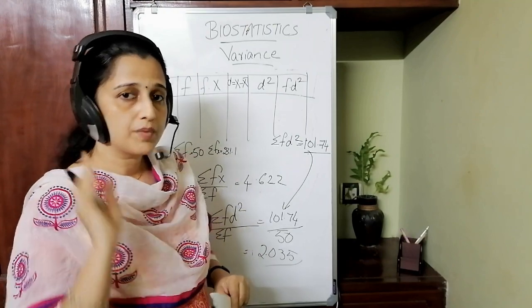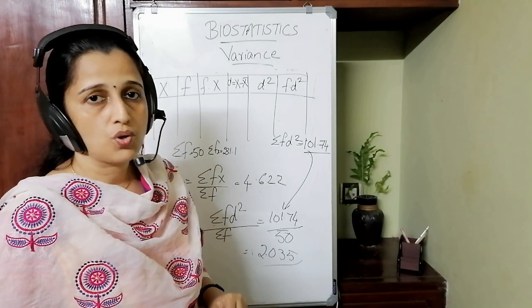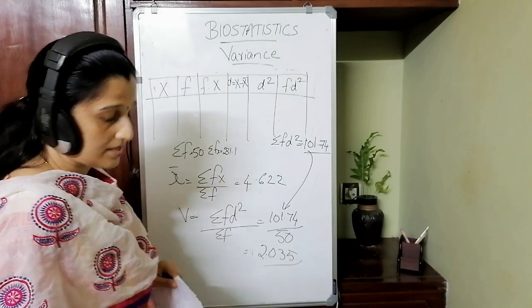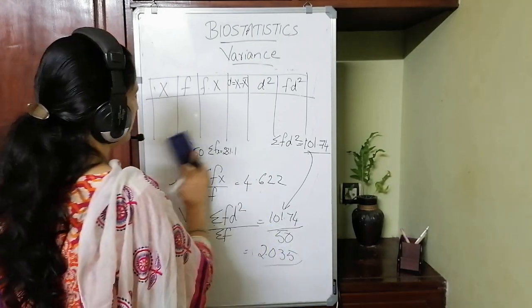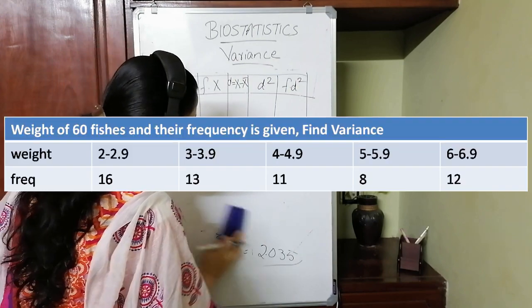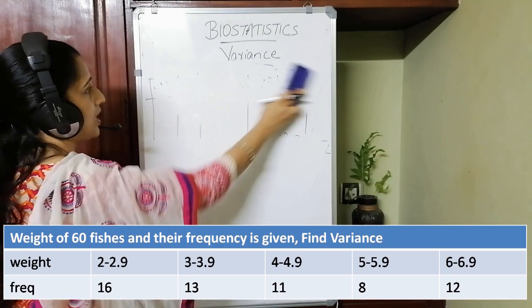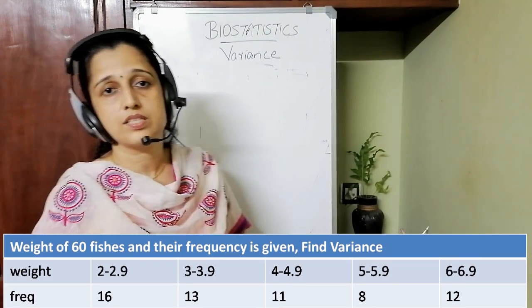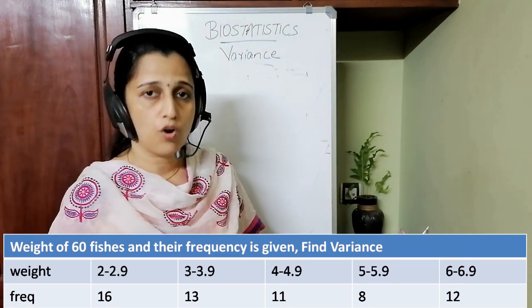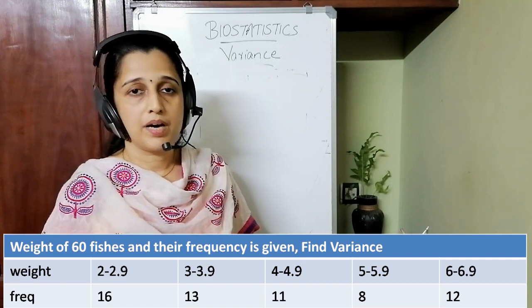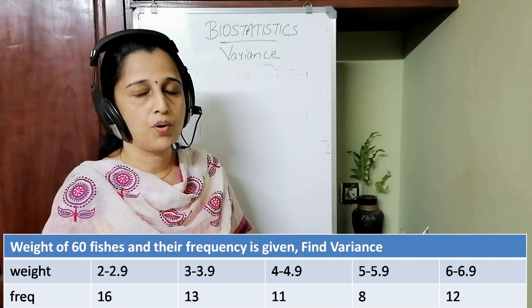Now let's see how to solve a question which is a grouped continuous series. Because this has class intervals, the only difference is that you have to find the midpoint of each class. The class interval is given first. Keep in mind, you have to find the midpoint.